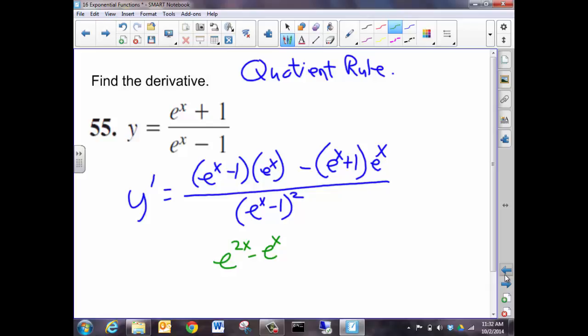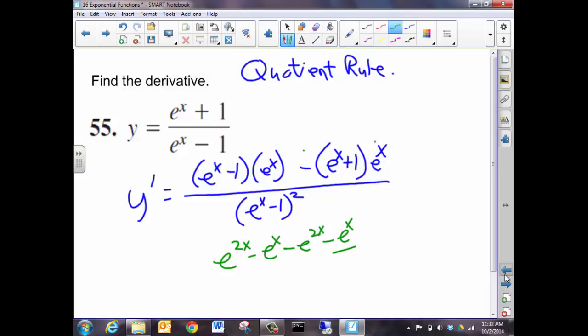Would you agree? That doesn't sound good, does it? Now, be careful back here. Why do I say be careful on the back end? I've got to distribute two things, people. I've got to distribute a minus sign and an e to the x. Minus e to the 2x, minus e to the x, right?